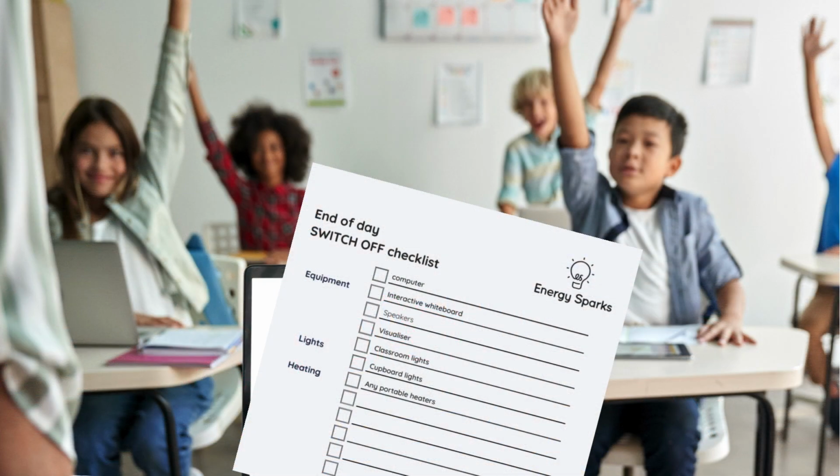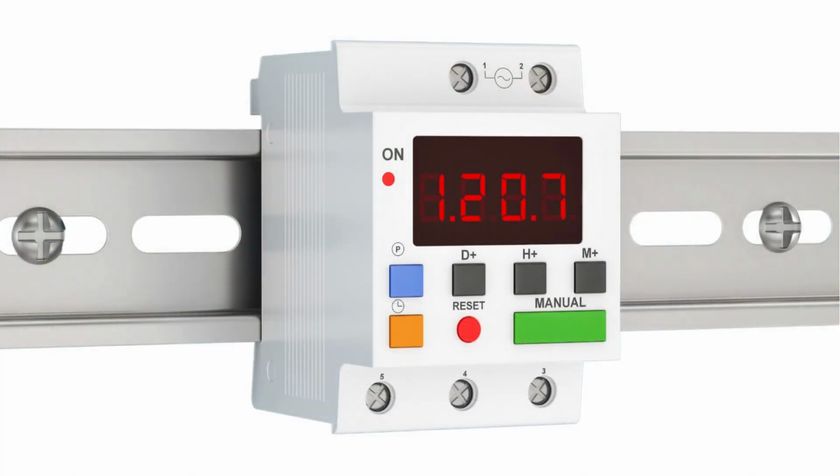Adding a daily switch-off checklist and appointing classroom monitors or the after-school club or cleaners to make sure things are switched off can help with that. Sometimes there are things on automatic timers that switch on a Monday morning and off on a Friday night. If that's the case, simply change the timers so that they switch things off every evening.